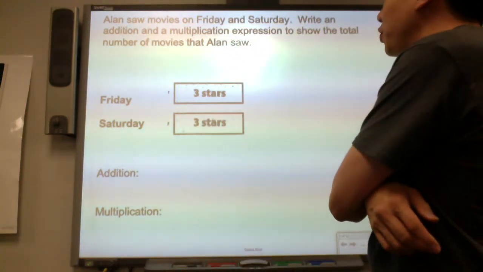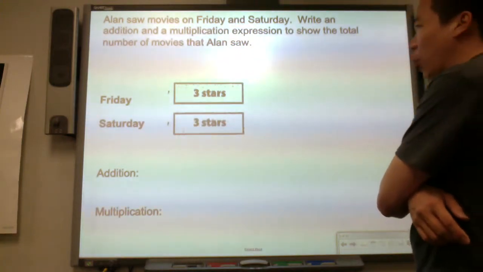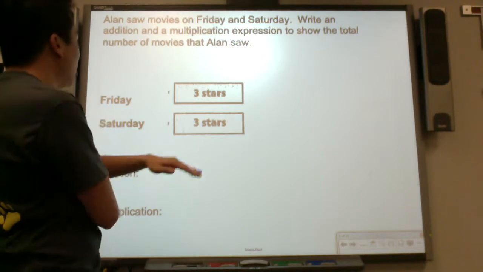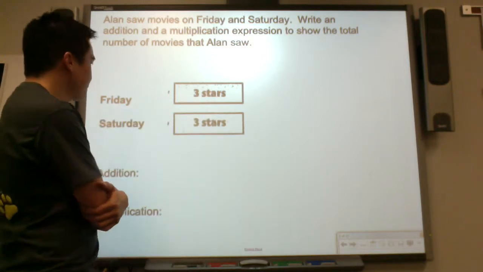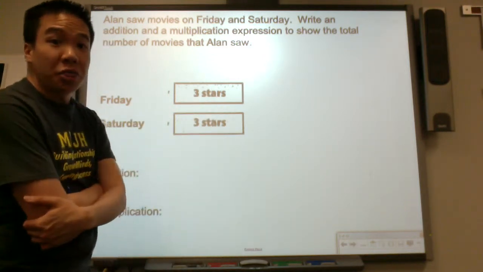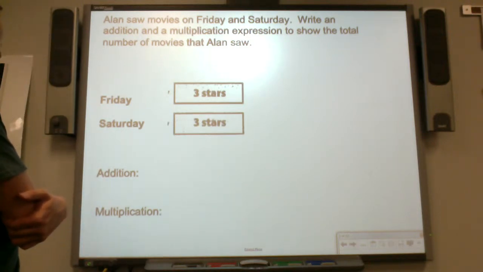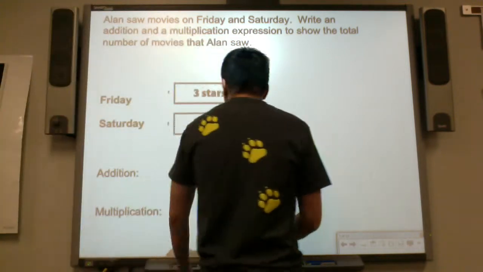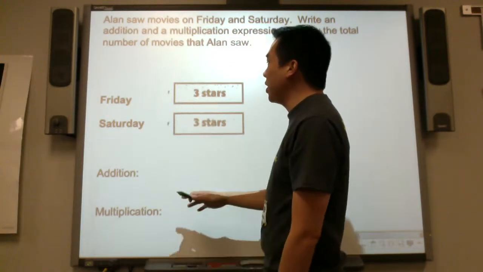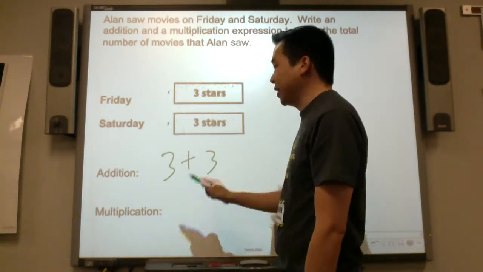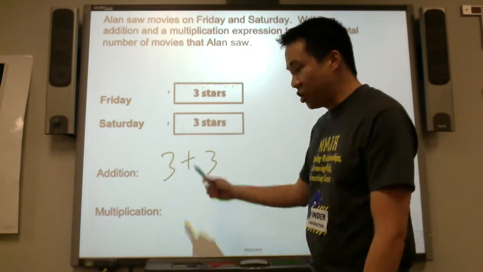Alan saw movies on Friday and Saturday. On Friday, he saw 3 movies. On Saturday, he saw 3 movies also. Can you write an addition and a multiplication expression to show the total number of movies that Alan saw? So how many movies did he see total? 3 plus 3 will be 6. So he saw 3 plus 3.